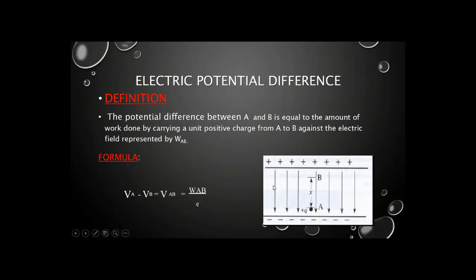These arrows indicate the electric field lines. What we are going to do is move that positive charge from point A to point B. So in moving the charge against the electric field from location A to location B, work will have to be done on the charge. While doing this, we have to do some work on it.